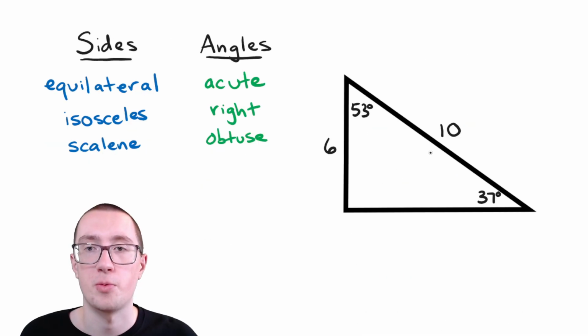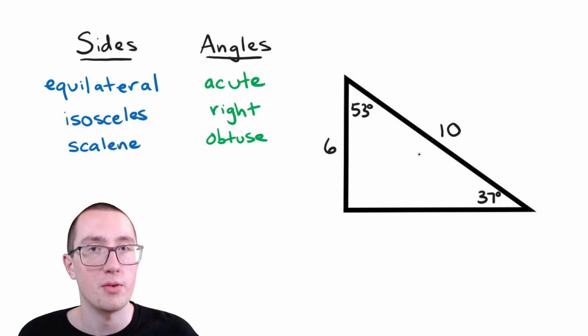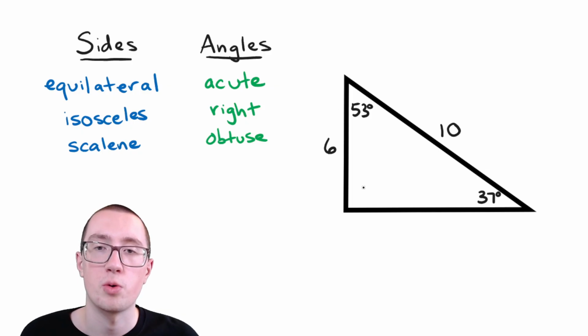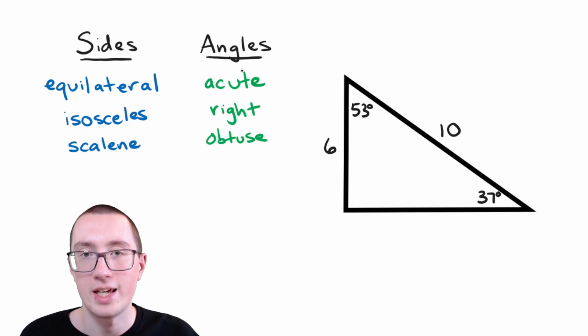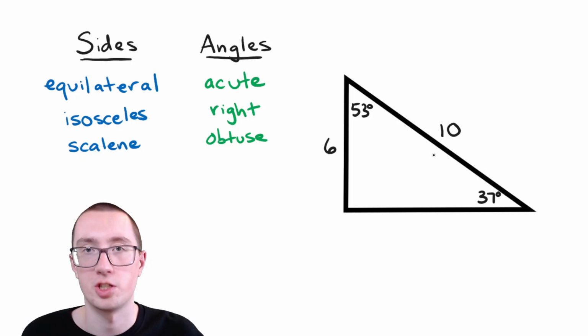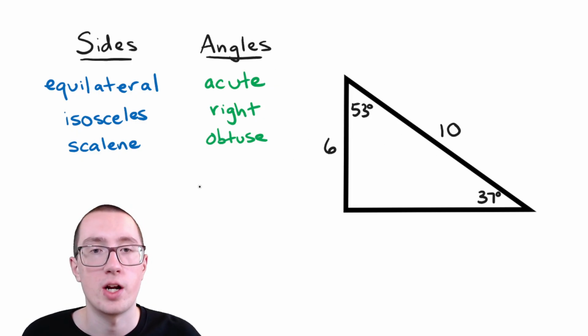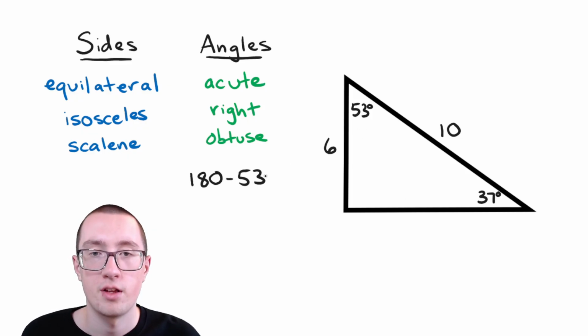All right, here's another example, and this time we have even more missing information. So let's go ahead and figure out that missing information so we can figure out the classification. So it looks like we're missing a side and we're missing an angle. So I'm going to do the angle first because that's what we just did before. So we know that the angles of a triangle have to add up to 180 degrees. And this angle is taking up 53, and this angle is taking up 37.